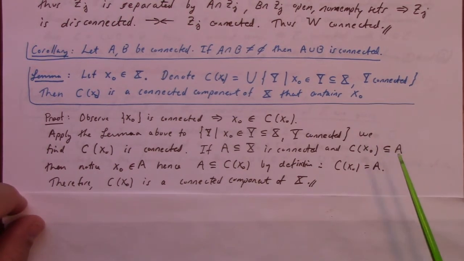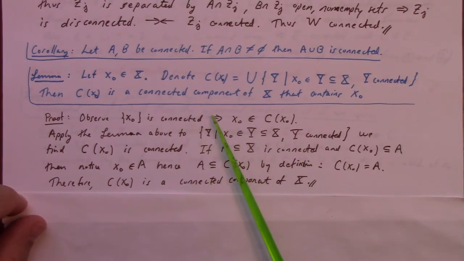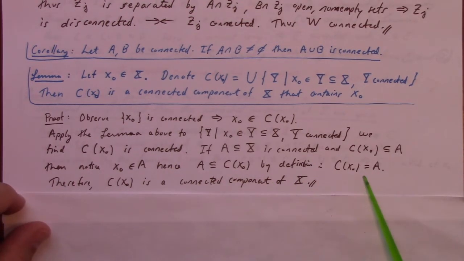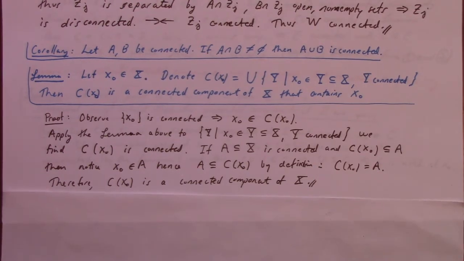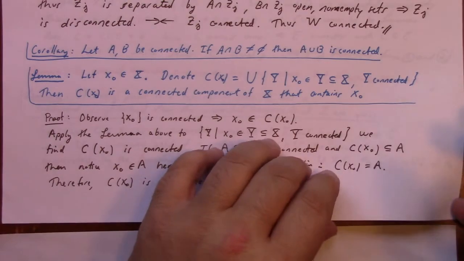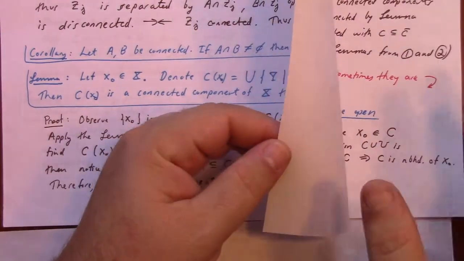But anyway, so yeah, we've just proved that the C of x naught is connected, and it's maximal, right? Because we assume if we had another connected set which contains it, then it's a subset of it. Anyway, which is to say that C of x naught is equal to A. So there you go. That's the C of x naught. We should just label it the connected component containing x naught.